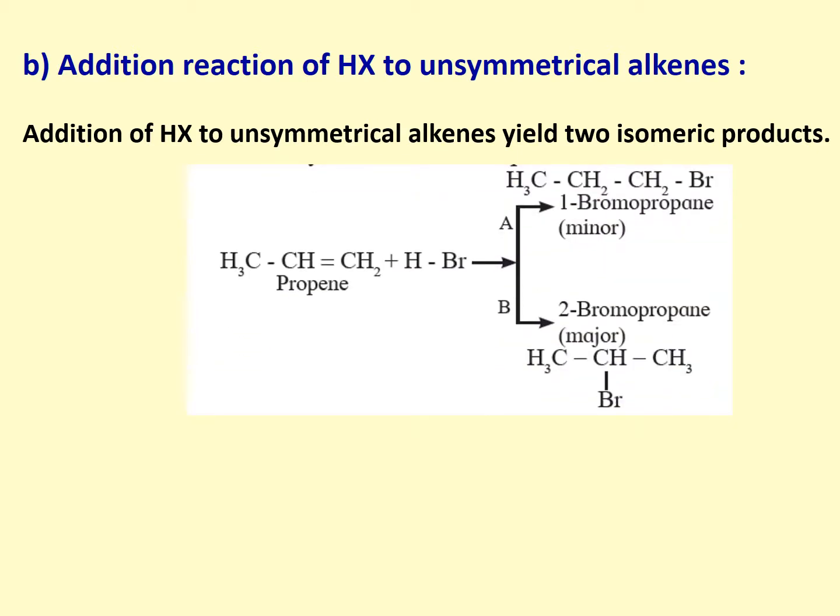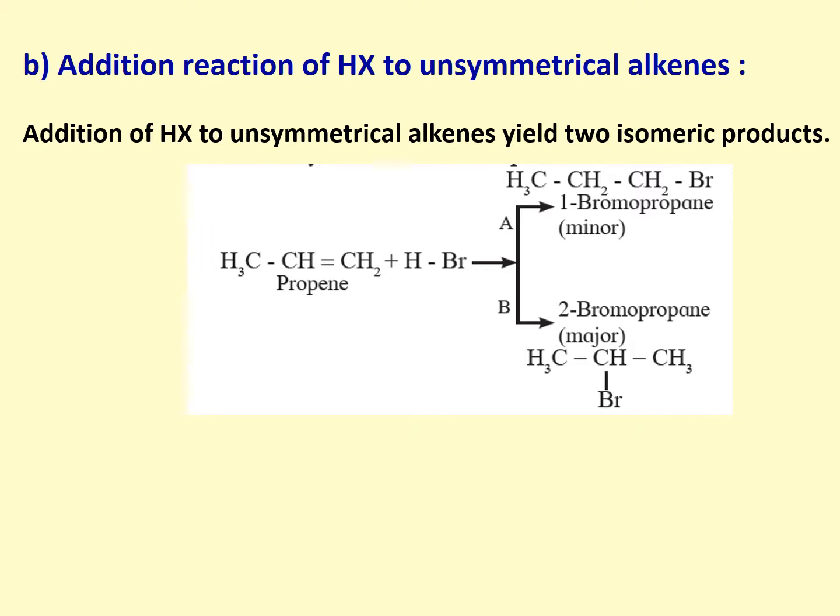Propene is an unsymmetrical alkene. The two doubly bonded carbon atoms are not equivalent. One is a primary carbon atom, whereas the central carbon is a secondary carbon atom. If a hydrogen atom is attached to the secondary carbon atom and bromine to the first, then 1-bromopropane is obtained as the product. But if a hydrogen atom is attached to the primary carbon atom and bromine to the secondary, then 2-bromopropane is obtained as the product. 1-bromopropane and 2-bromopropane are isomers of each other.